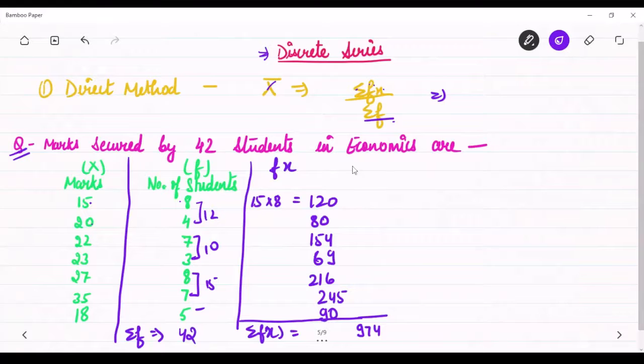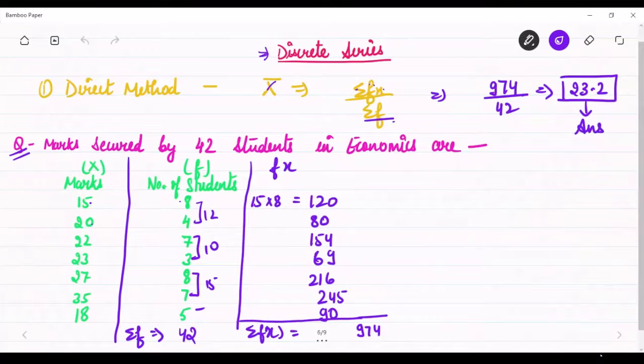Okay, so we need to just put the values in the formula. It is 974 divided by 42. When we divide 974 by 42, the answer we are going to get is 23.2. So this is the final answer. I hope this is clear.